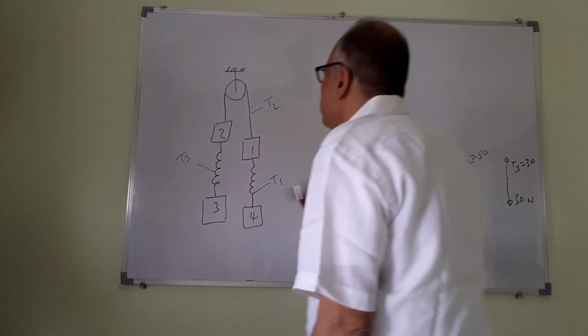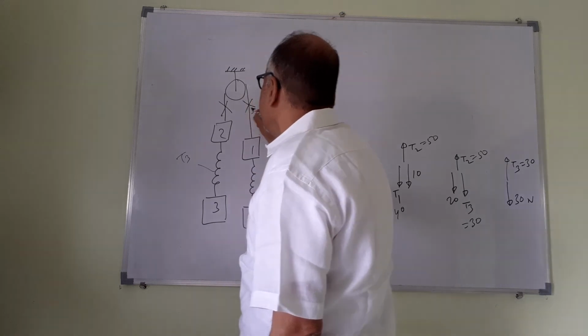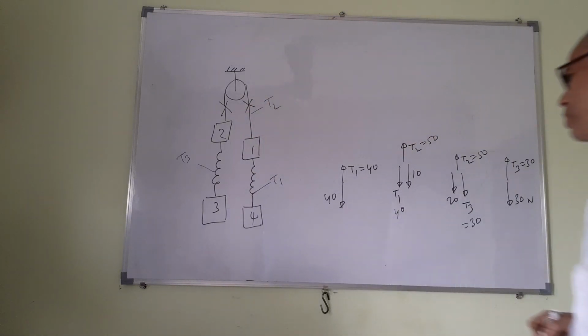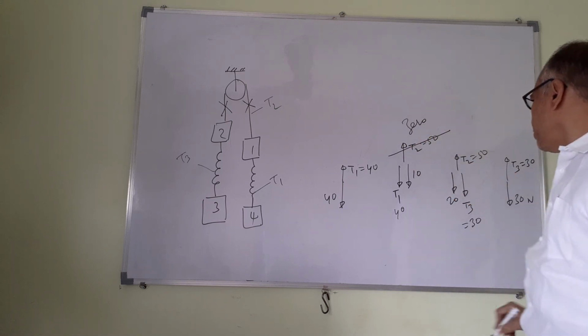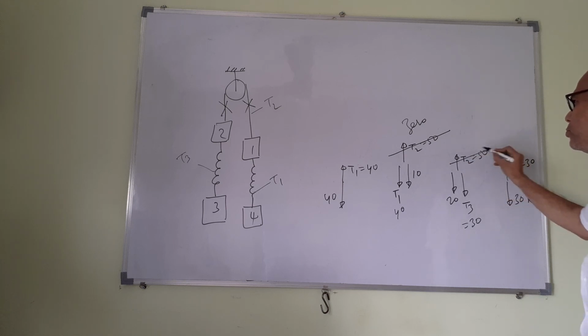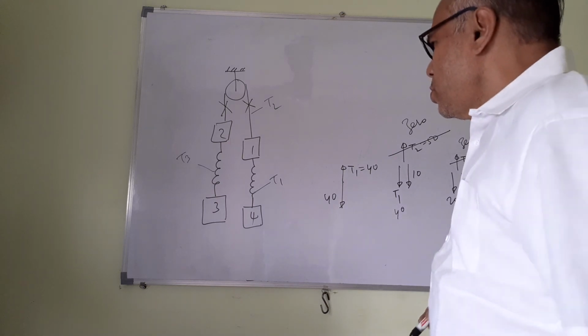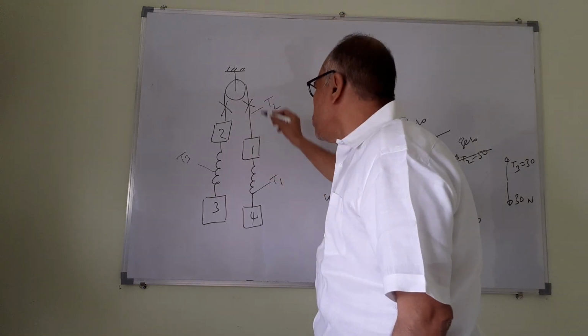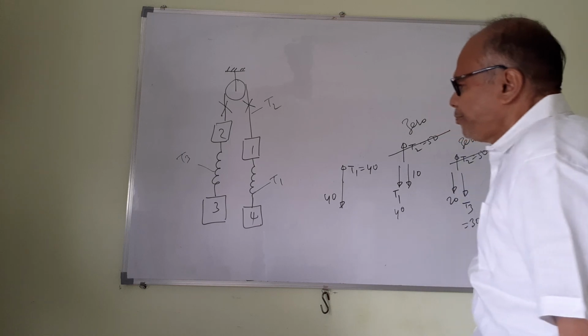Now what we are going to do is we are going to cut this string either here or here, anywhere. Now you cut that, T2 will instantaneously become 0. So I have put T2 as 0. Now we would like to know the accelerations of these bodies.